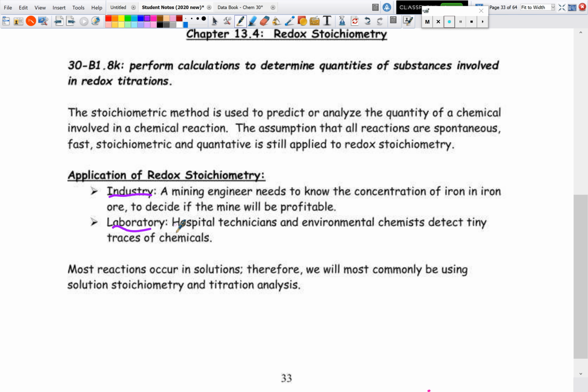A lot of it is just trying to calculate either how much will be formed or how much you actually need. So it's used in chemistry everywhere and in industry and laboratories. So that's why we're going to be focusing on this today.